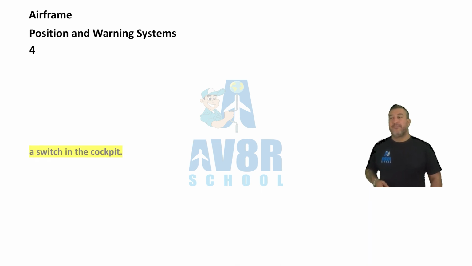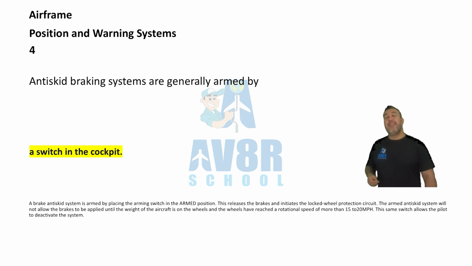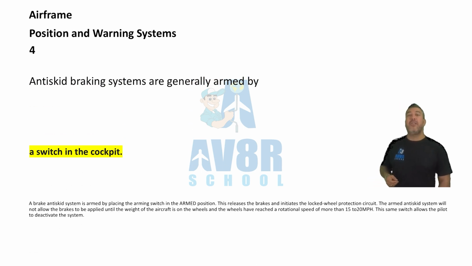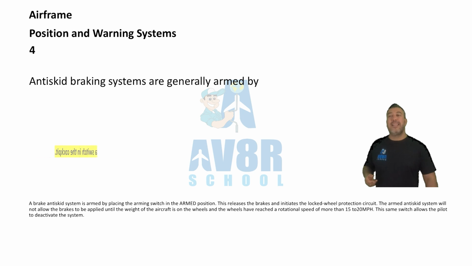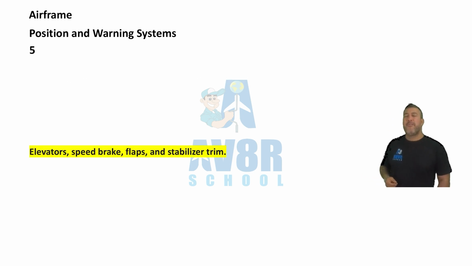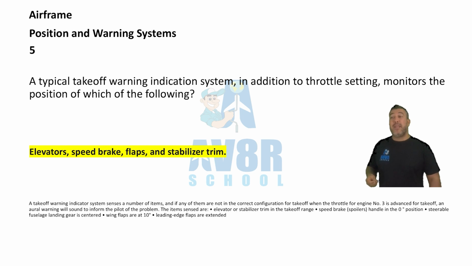Number 4, a switch in the cockpit. So the anti-skid braking systems are generally armed by a switch in the cockpit. Number 5, elevators, speed brakes, flaps, and stabilizer trim.